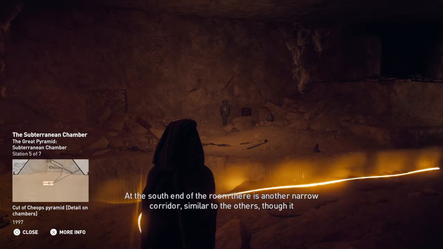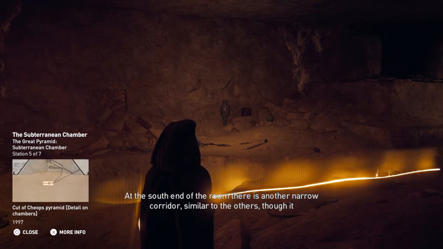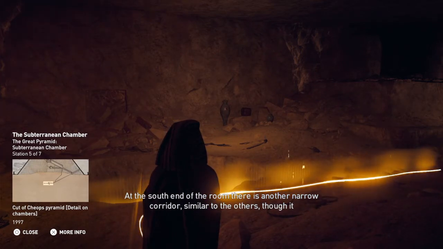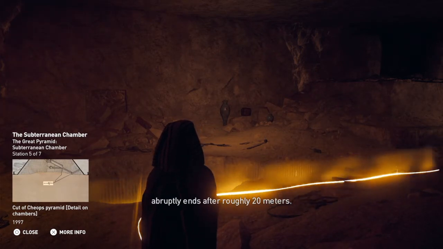At the south end of the room, there is another narrow corridor, similar to the others, though it abruptly ends after roughly 20 meters.